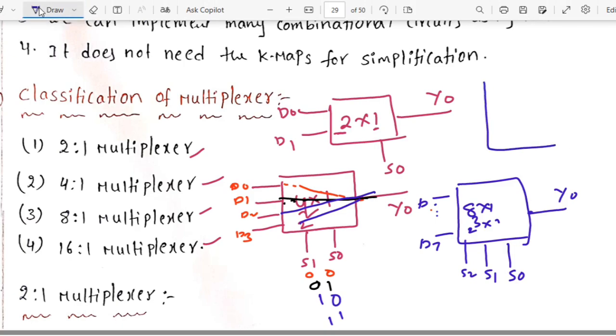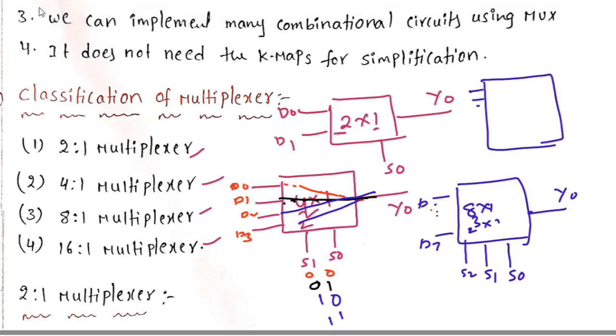So here, the 16 by 1 multiplexer has D0 to D15. 16 by 1 means 2 to the power 4 equals 16, so there is a single output and 4 selection lines are required, S0, S1, S2, and S3. So these are the introduction about selection lines.